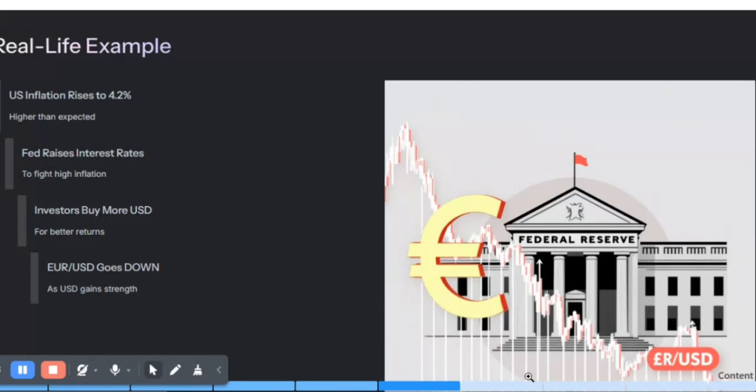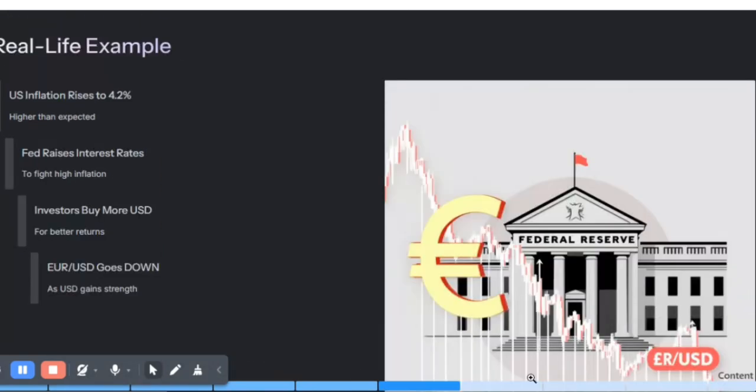But later you get to understand much more about interest rates, right? So it will make investors buy more USD for better returns. And then the implication is that a currency pair like EUR/USD will sell or go down, right? Why? Because USD is being strengthened, right?